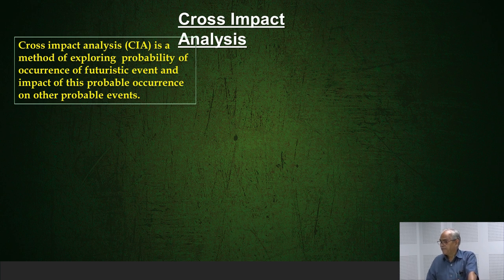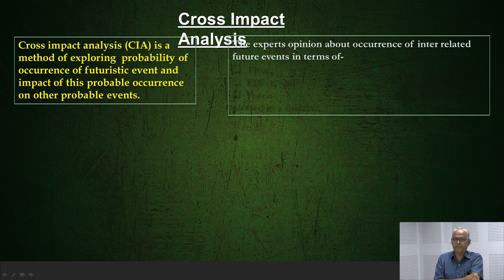This part will say that the experts' opinion about occurrence of future events is to be studied through cross-impact analysis, and the experts will judge what will be the effect of one future event on another future event. Inter alia, event one influencing event two. Simultaneously, event two will influence event one. And this interaction is to be judged by the experts in the context of time. Time means which event will come first, which event will come next. So it is known as time forecasting.